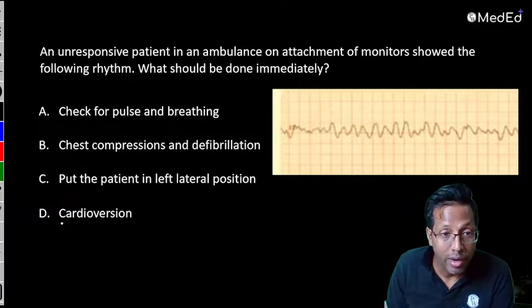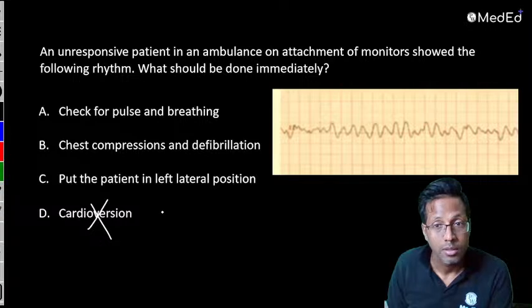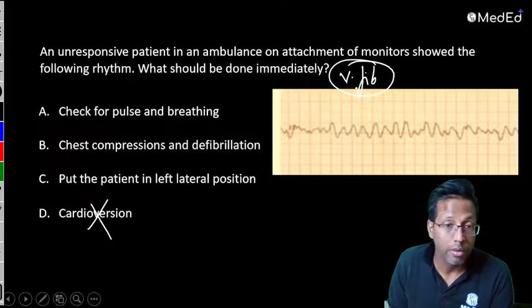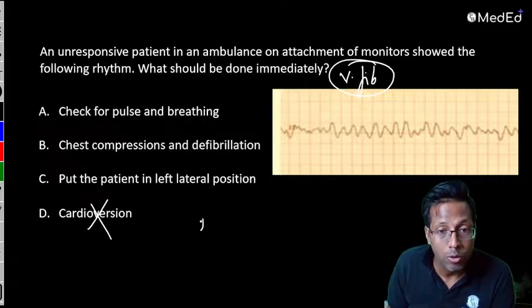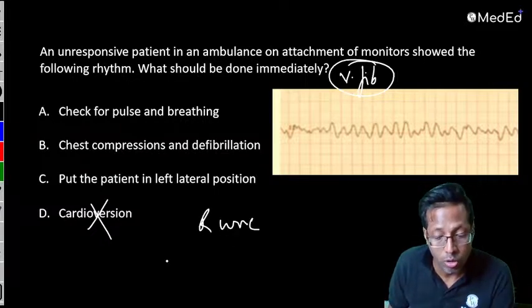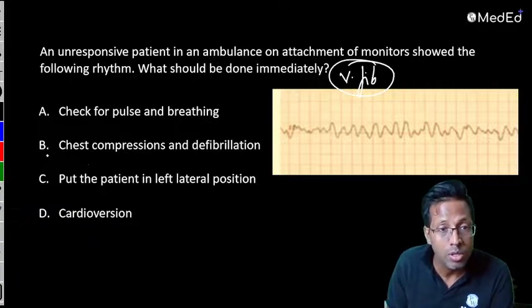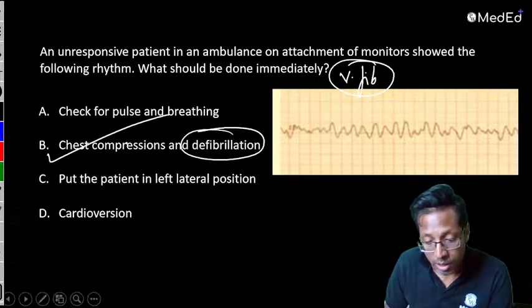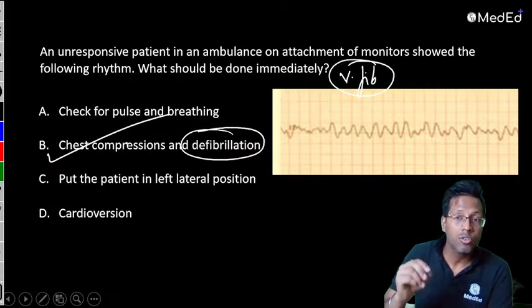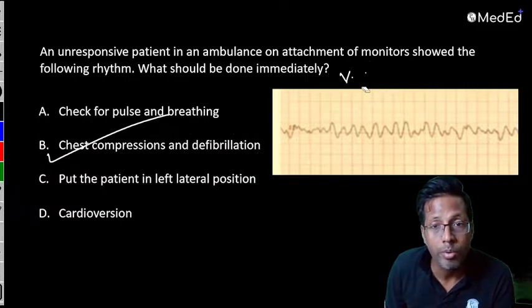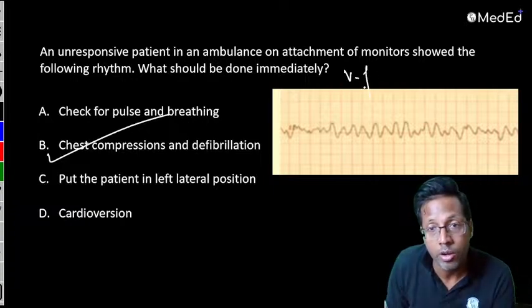Cardioversion? How can you give cardioversion? You can't see the R wave. Cardioversion is not the answer. In this rhythm, you are seeing ventricular fibrillation. You will give a cardioversion only if you see the R wave, and only then can you synchronize with the R wave. But here there is no R wave seen. You just have to give a defibrillation. That is the point. So chest compressions and defibrillation. Correct, that's the answer. This is ventricular fibrillation.